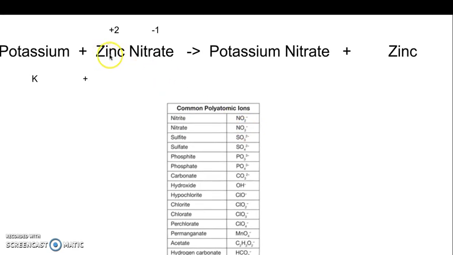So that means, if I'm doing the crisscross rule, I need 1 zinc and 2 nitrates. That means that, remember, these polyatomic ions have to stay together as a group. So if it ever gets a subscript greater than 1, you need parentheses. So NO3, and then a 2 there, okay? Good.